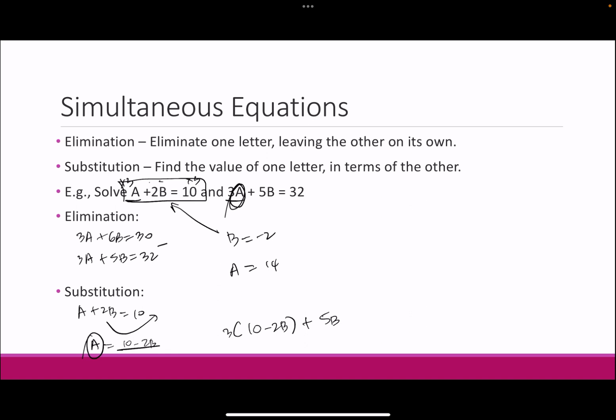Plus 5b equals 32. Expand it. So 30 minus 6b plus 5b equals 32. So 30 minus b equals 32. Move this over here, move this over here. b equals minus 2. And a is going to be the same thing then.